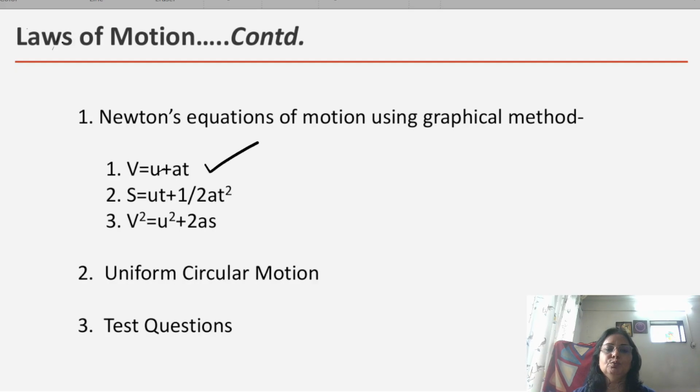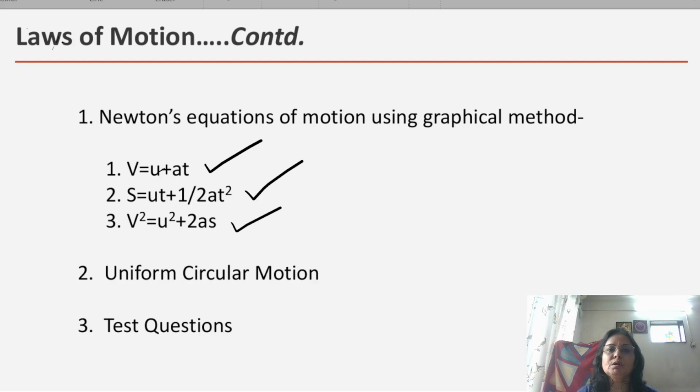First is v is equal to u plus at, s is equal to ut plus half at square, and v square is equal to u square plus 2as. Then we are going to cover uniform circular motion, and finally we are going to test through questions. We are going to attempt some test questions. So let's start with v is equal to u plus at.